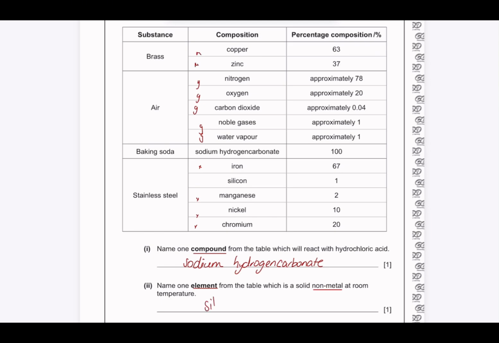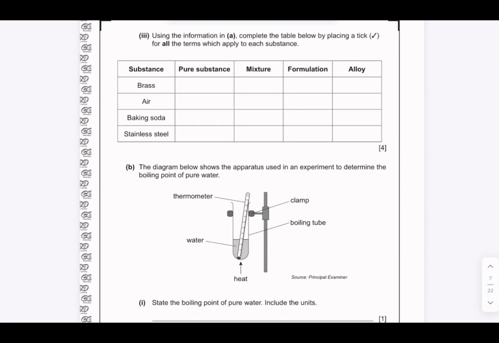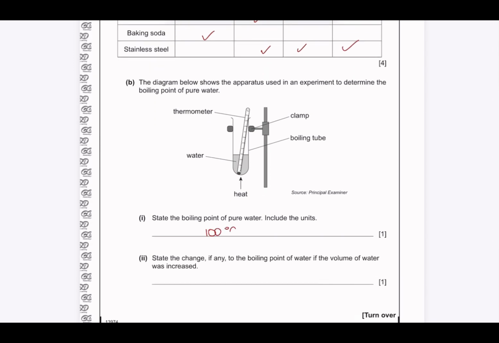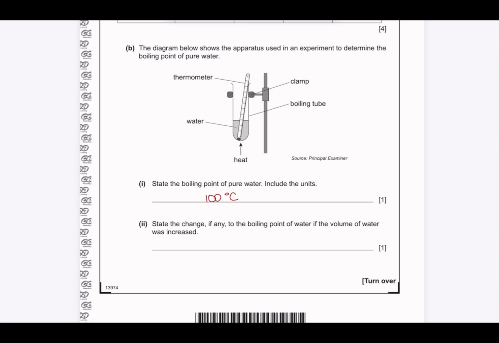So they're out, and so zinc and copper, so the option here is silicon. For this one, using the information, complete the table, place a tick on all the terms that apply for each. So for brass, it was mixture, formulation and alloy. Air is just a mixture. Baking soda is a pure substance, and steel is like the alloy.